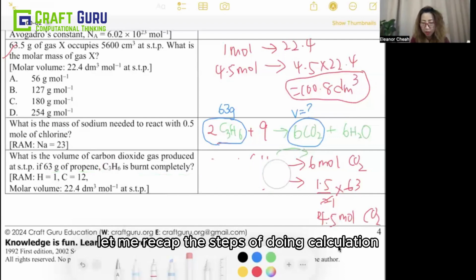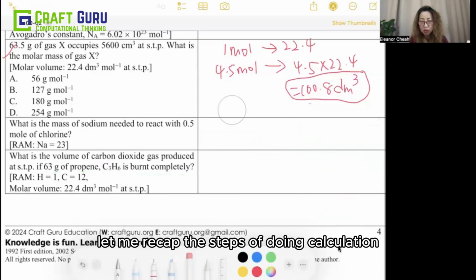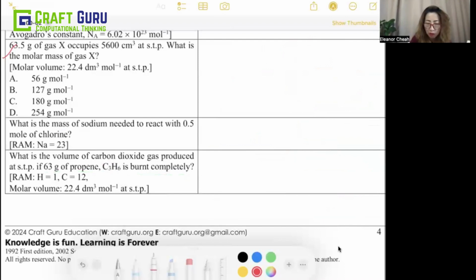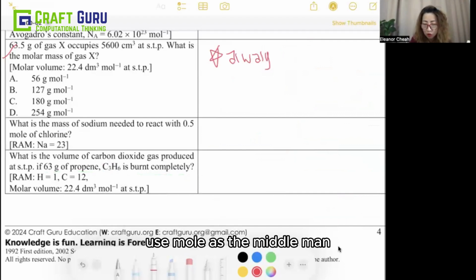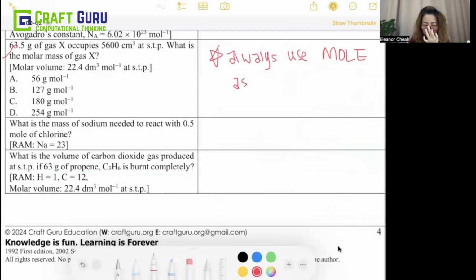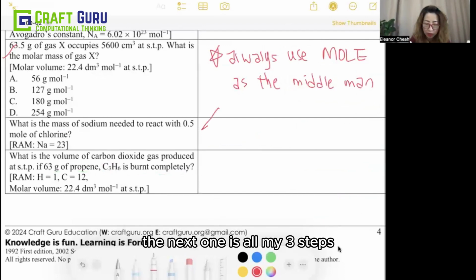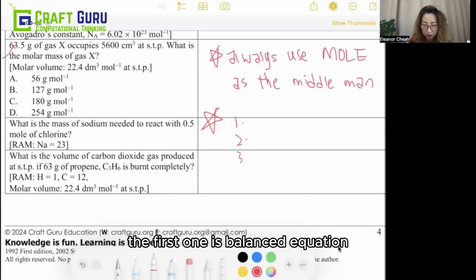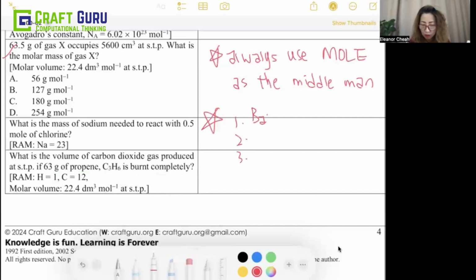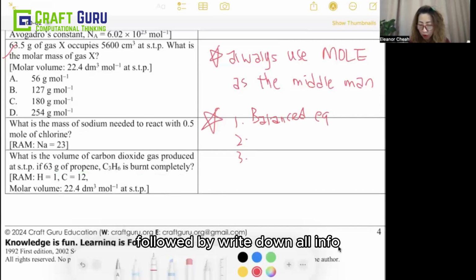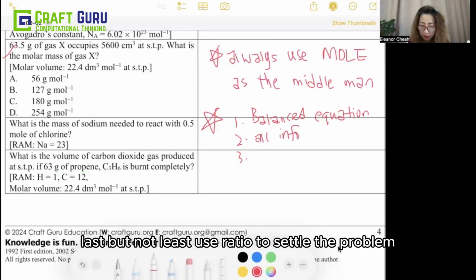Okay, let me recap the steps of doing calculation. The first important note is always use mole as the middleman. Okay, the next one is all my 3 steps. The first one is balance equation, followed by write down all info. Last but not least, use the ratio to settle the problem.